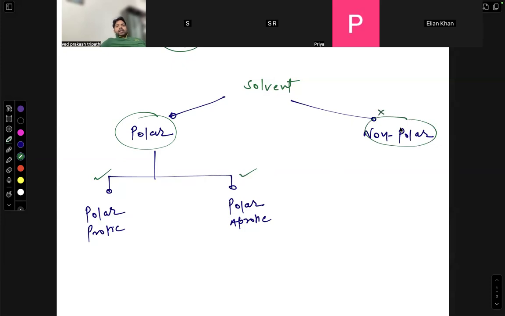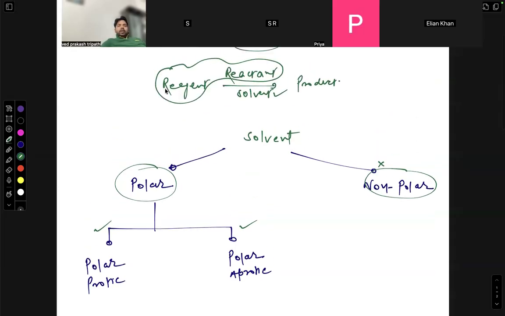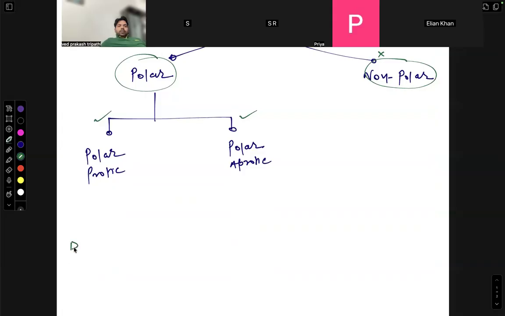So we can categorize polarity and non-polarity on the basis of dipole moment. There is a term called dipole moment. So let me tell you what dipole moment is. It is a vector quantity. A vector quantity always has direction.